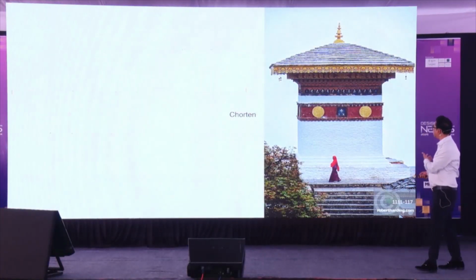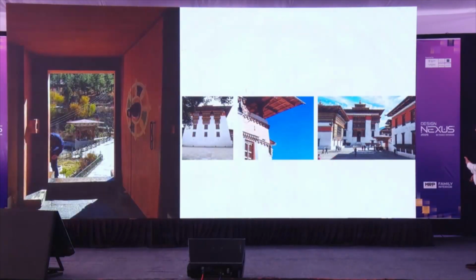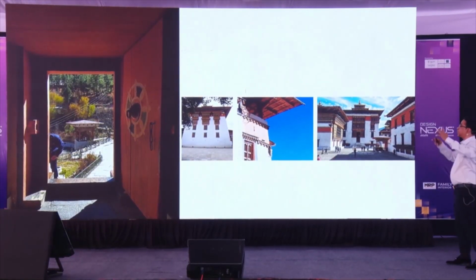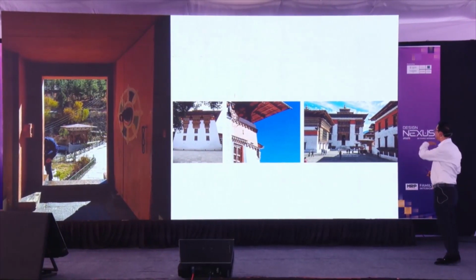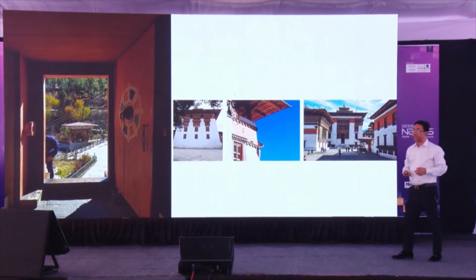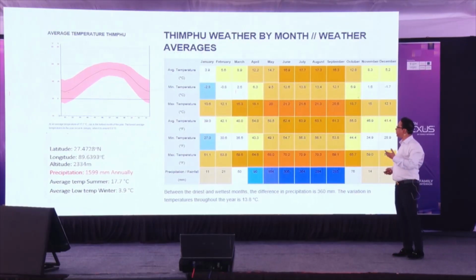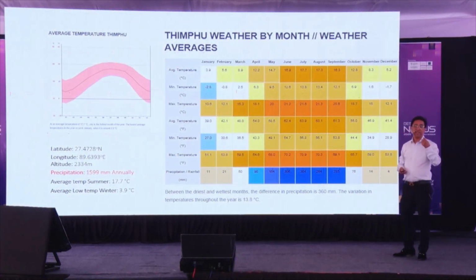Then we found the Chorten, which is a very beautiful structure, and you have a beautiful entrance, Torana, and they have windows, amazing windows. They have an eave coming out. There's a courtyard. So all these things we studied, and then we studied how many days they actually get sunlight.